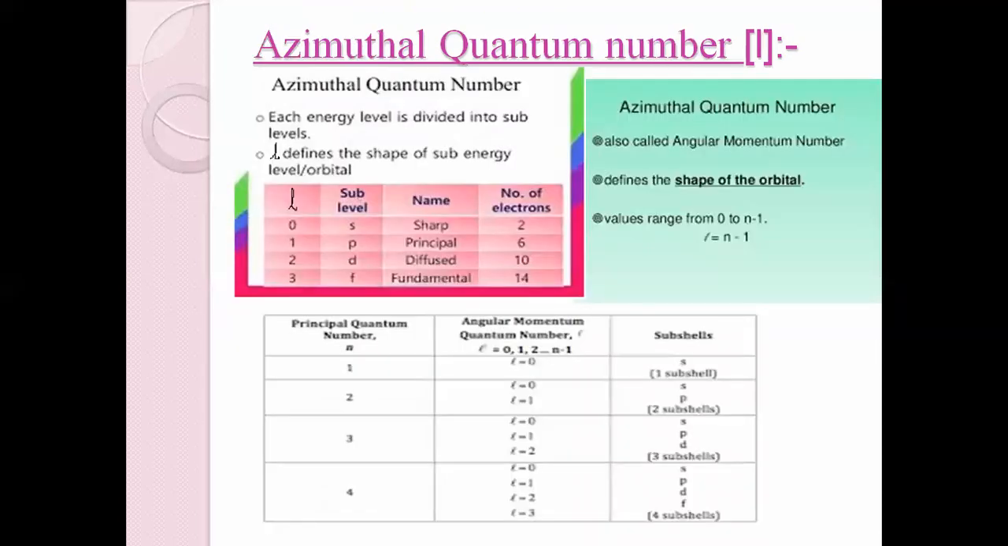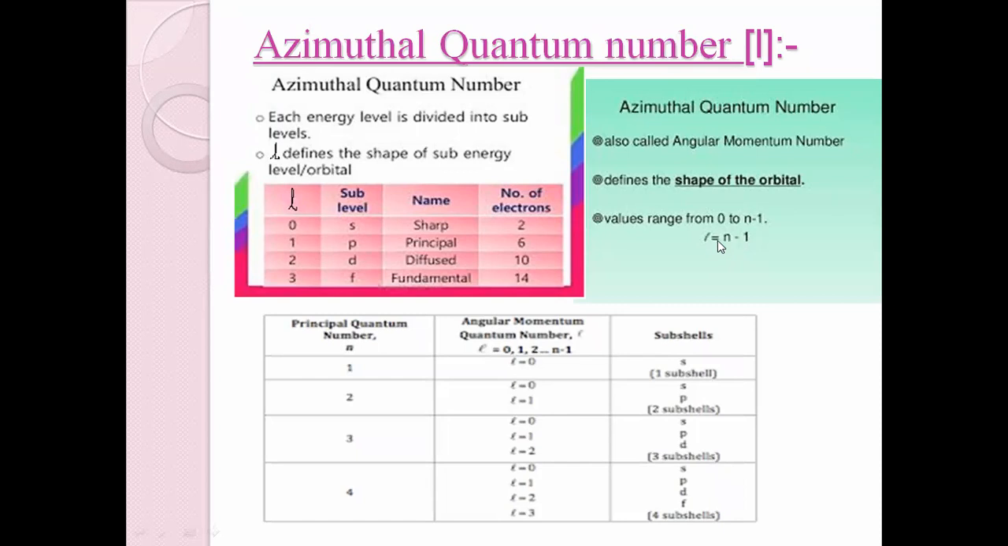Now coming to azimuthal quantum number. Now, azimuthal quantum number, which is also called as angular momentum number, it gives us the shape of the orbital. Okay, how it gives us the shape of the orbital? There is certain formula for it. What is the formula? L is equal to n minus 1.